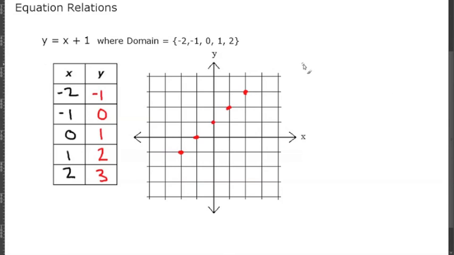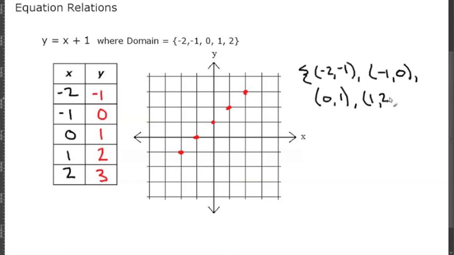So our solution set would simply be the coordinates all together. So -2, -1 is our first coordinate, -1, 0 would be our second coordinate, 0, 1 would be our third coordinate, 1, 2 would be our fourth coordinate, and 2, 3 would be our fifth coordinate, and we would close that within our set. So this would be our solution set.